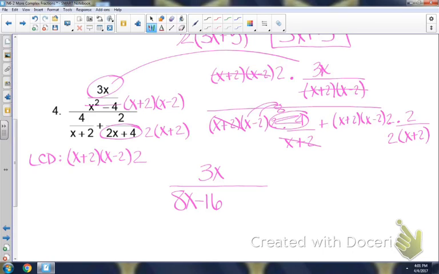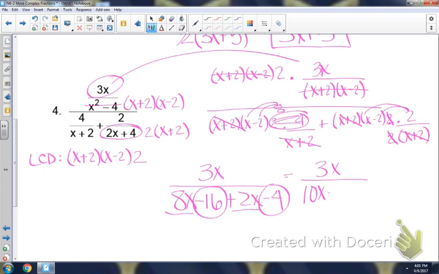Okay, so then looking at the last one, the 2's cancel, x plus 2 cancels. I need to distribute the 2 to the x minus 2. So plus 2x minus 4. Okay, so I need to combine like terms on the bottom. I can combine the x's to get 10x. And then the negative 16 and negative 4 would be negative 20. So that would be 3x.